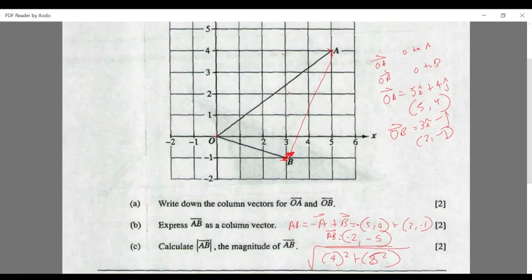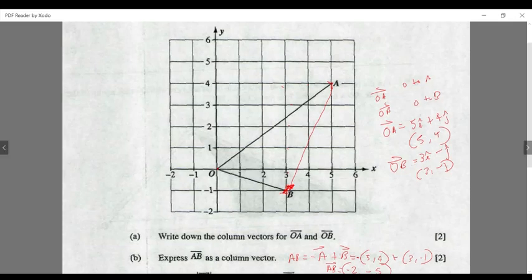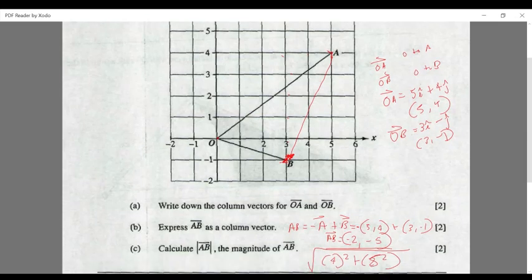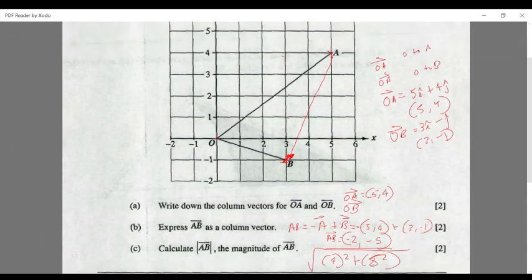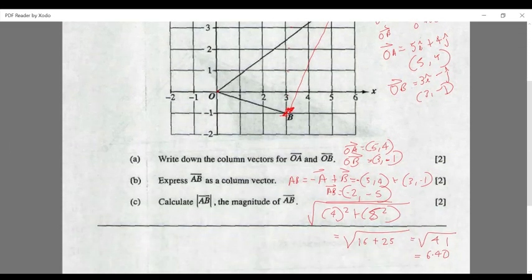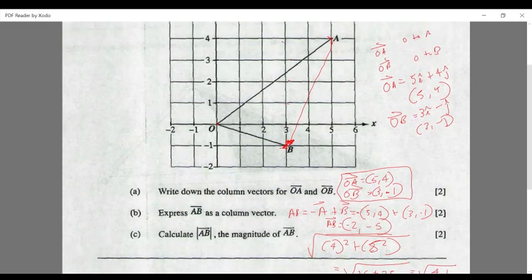So first it says to write down the column vectors for OA and OB. So OA is from O to A, so it's 5 to the right in the positive x direction, and then 4 in the positive y direction. So OA is equal to 5, 4. And then OB is 3 in the positive x direction, and then negative 1 because it's 1 in the negative y direction. Okay. Sorry for all the writing. I had already solved these, so I'm just going through the math on how to solve this.